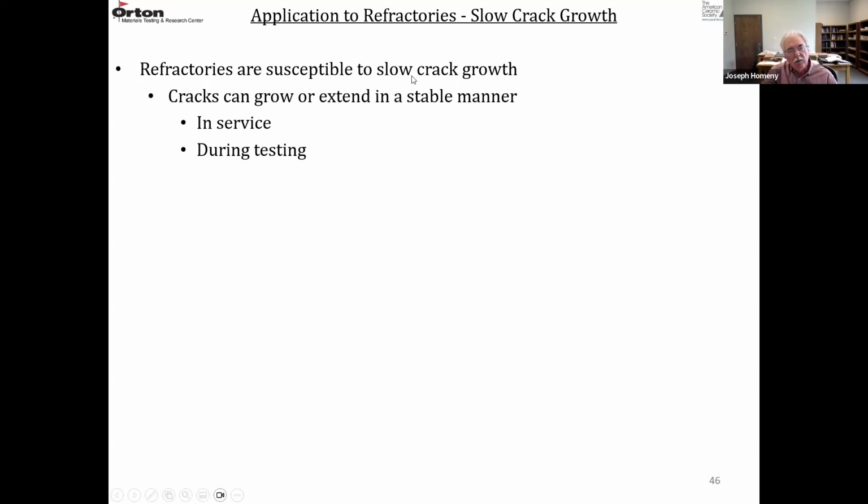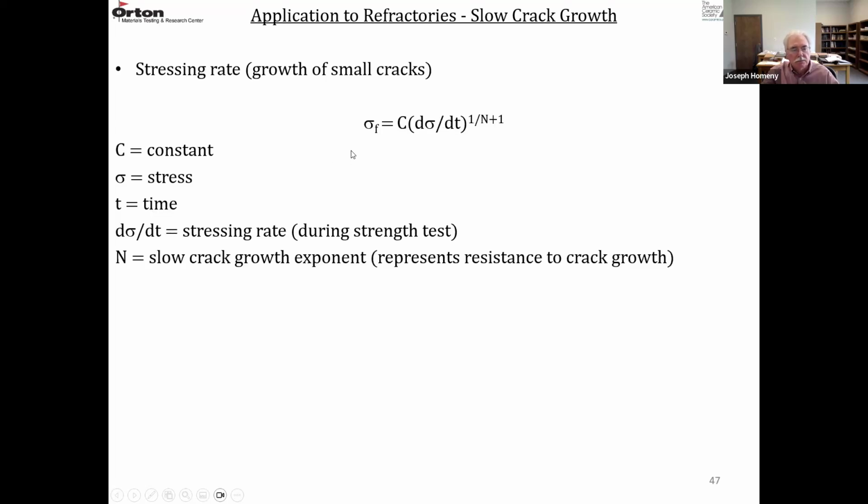Refractories are susceptible to slow crack growth. So the cracks can grow in size before failure takes place. And this slow crack growth can take place in a very stable manner. It can take place in service, and it can take place during testing. So there are two types of crack growth experiments. And one is the stressing rate experiment.